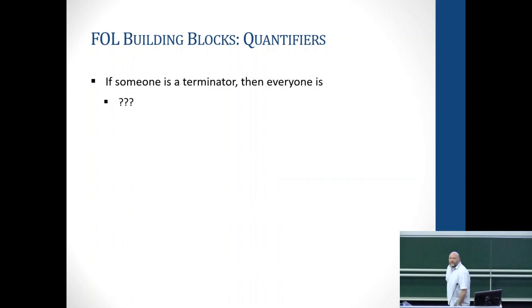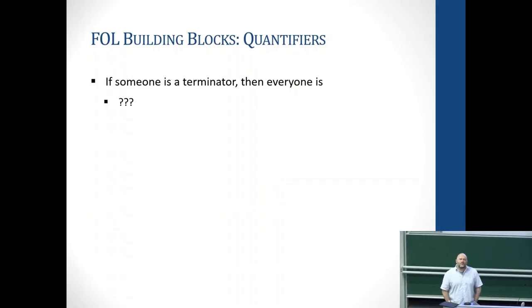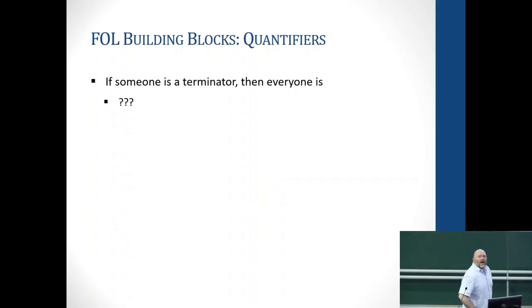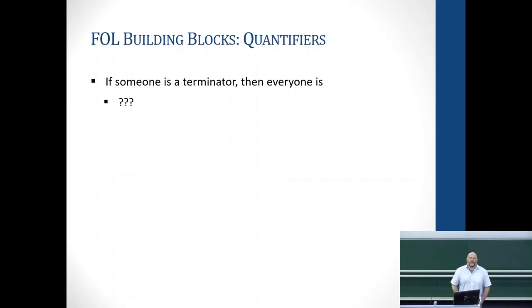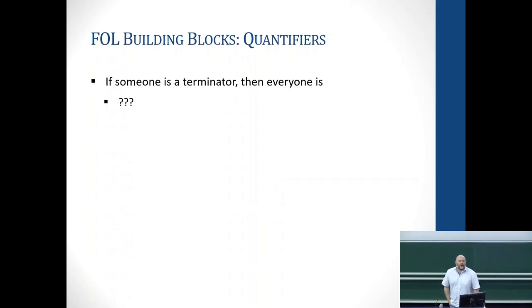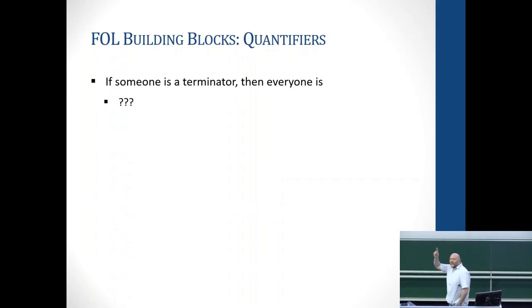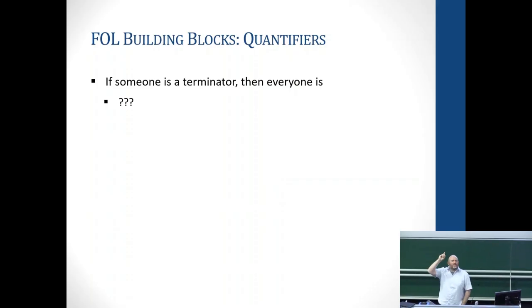But here's a fun one. If we say, if someone's a terminator, then everyone is. So first question, how many quantifiers are we going to need for this sentence? 2, right? We're going to need 1 to say someone, and 1 to say everyone. And they're going to be different quantifiers. The someone is the existential, the everyone is the universal.